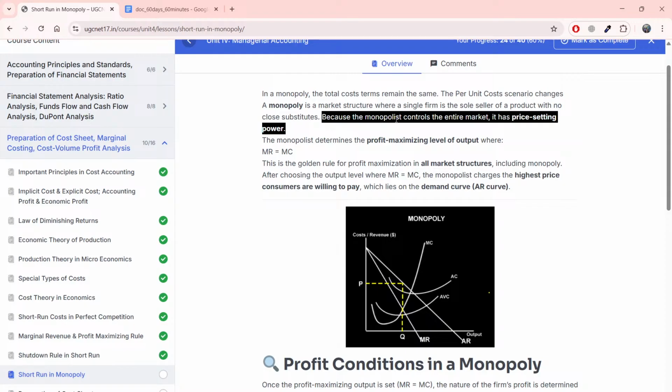The golden rule for profit maximization in all market structures is MR, marginal revenue, is equal to MC, marginal cost, including monopoly. After choosing the output level where MR is equal to MC, the monopolist charges the highest price consumers are willing to pay, which lies on the demand curve, the AR curve.